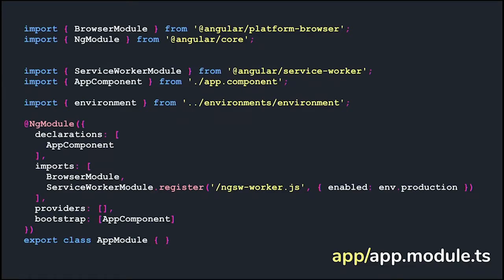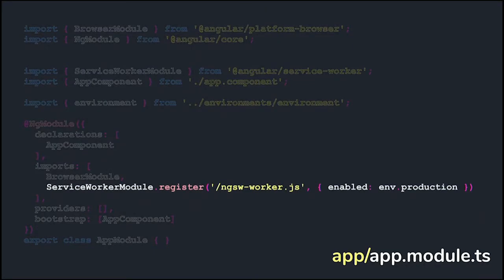What also gets added in your app module, which is the root module of your entire application, is a brand new service worker module that comes from Angular Service Worker. And in the imports, you can see that it registers that service worker file, ngsw-worker, and it already has it enabled only on production builds.